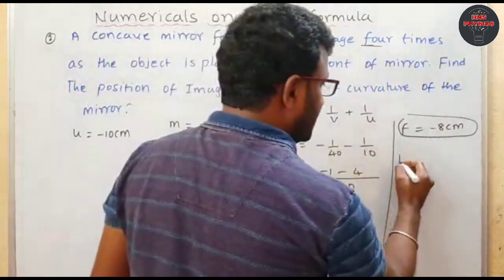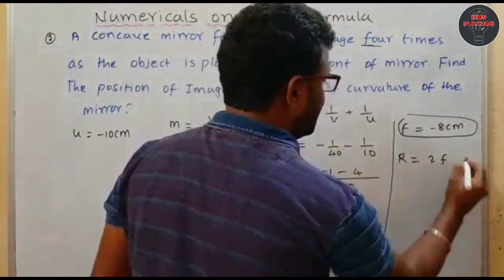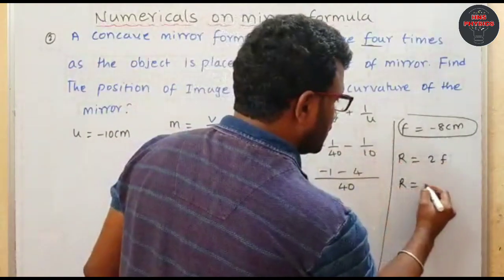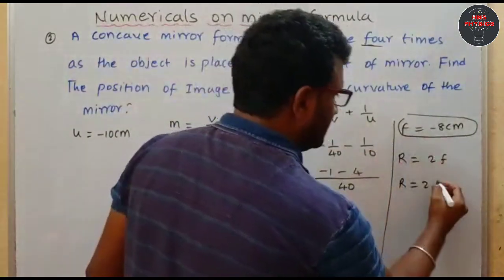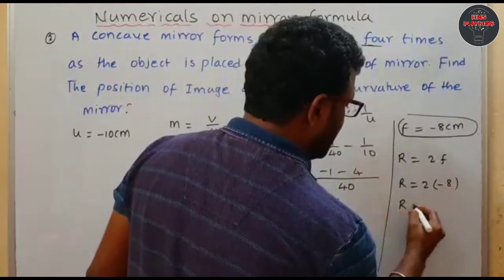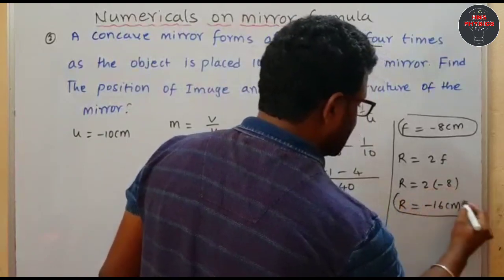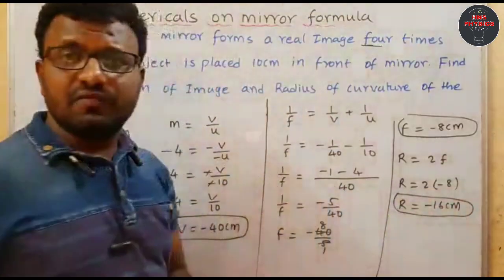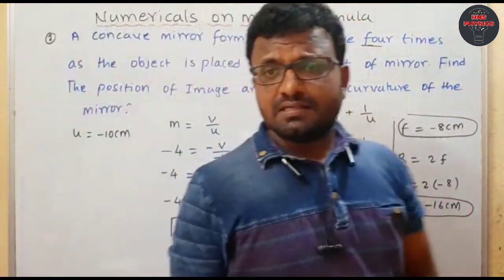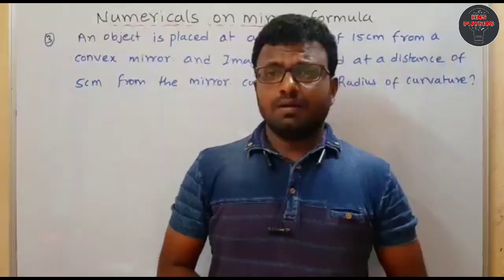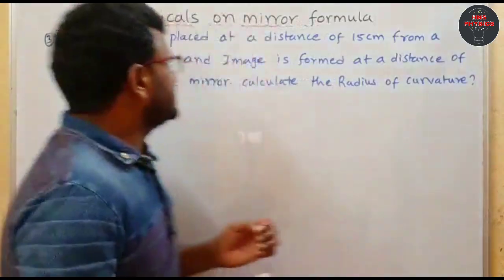Then what about the radius of curvature? R is equal to 2F. Then R equal to 2 into the F value, here minus 8. So R equal to 2 into minus 8, minus 16 centimeter. So this is the radius of curvature for the concave mirror. So this is the second solution, right?